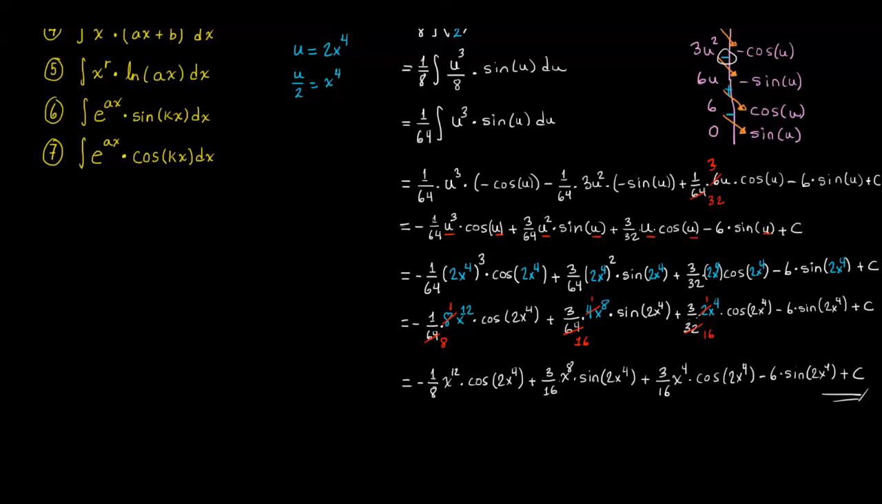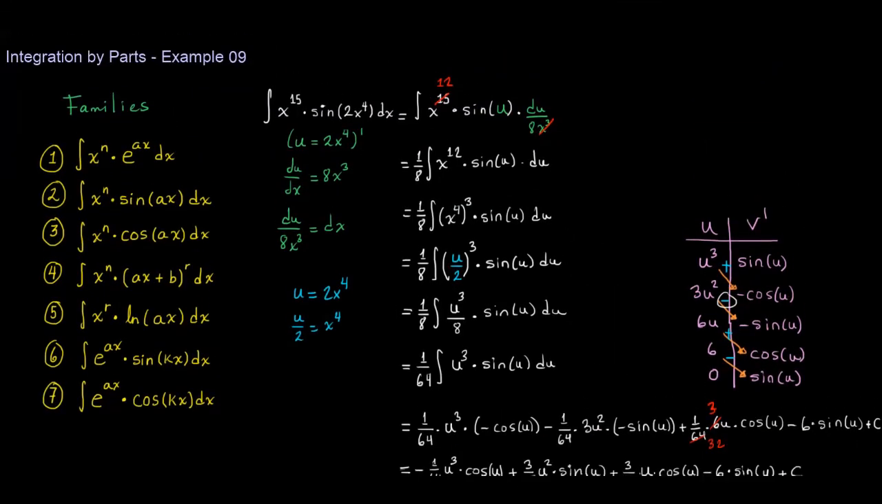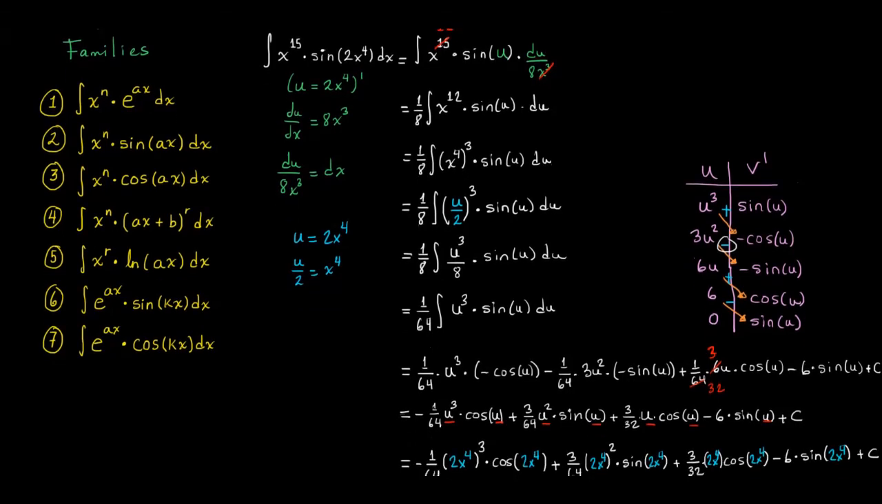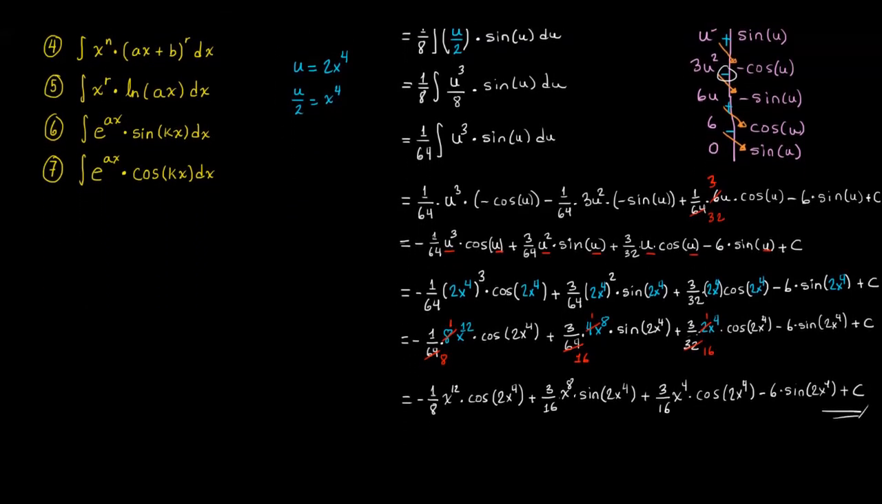Well, that was it. Here's the whole problem. As you can see, it's a pretty long one in a way, although we used a lot of shortcuts. We began using a u substitution, then we got to something that actually falls into the families listed on the list, on the left. Then we used the tabular method to solve this integration by parts, and then we did a substitution, simplification, and there it is.